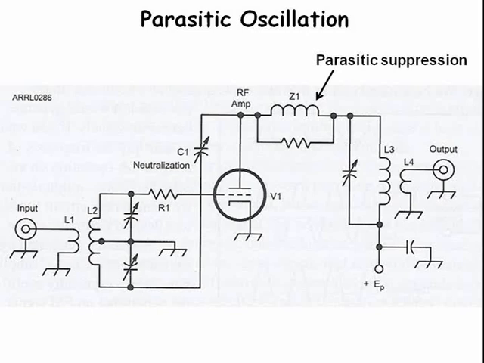Parasitic suppression can also be used to reduce oscillation at a particular frequency. Notice the parallel combination of the inductor and the resistor in the plate circuit of this vacuum tube. It's there to reduce the tendency to oscillate at a particular frequency.